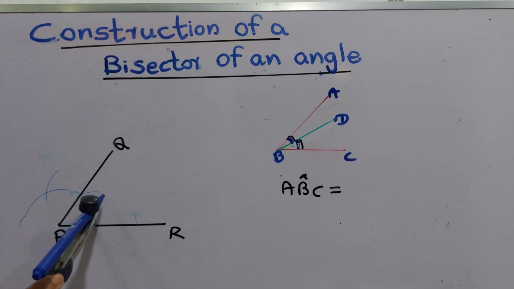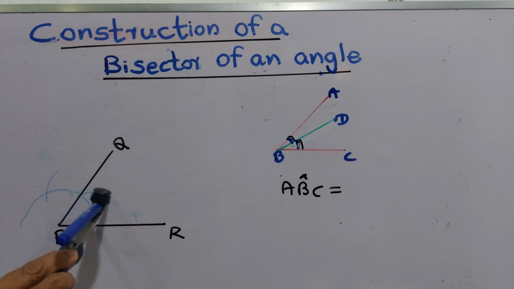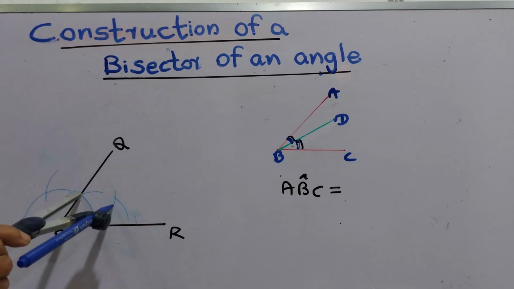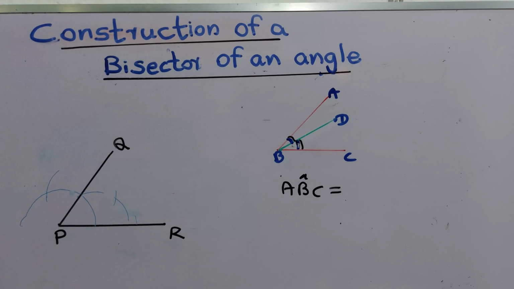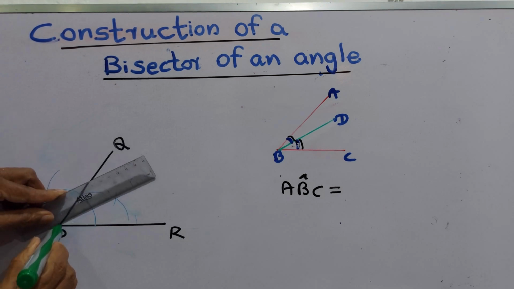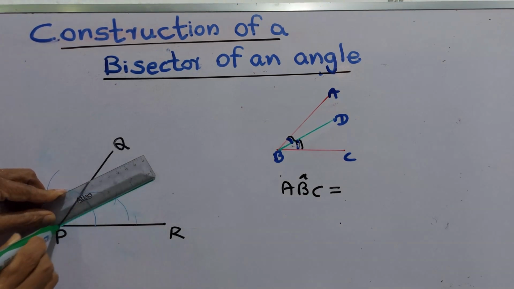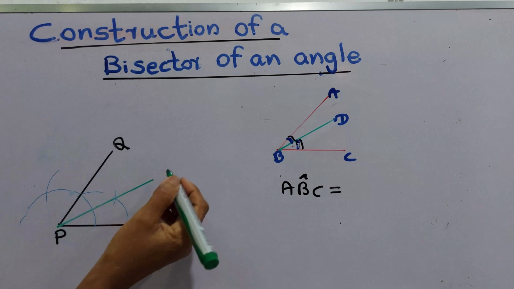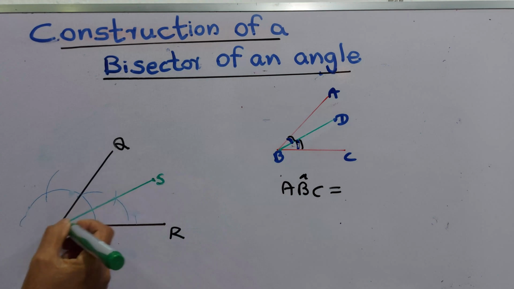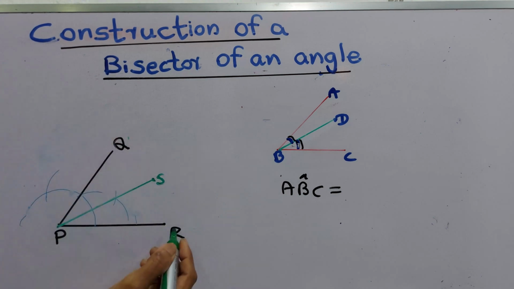We keep the compass on this point and draw another arc here, and from this point draw another arc here. These two arcs bisect each other. We can draw a line from point P to this point. This is PS. PS is the bisector of QPR.